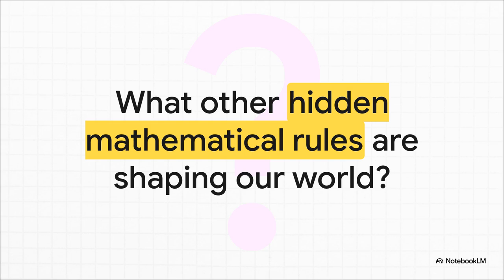So think about it. We started with nothing but a simple geometric rule, and we ended up with the equations that describe everything from orbiting planets to stunning masterpieces of architecture. It really makes you wonder, doesn't it? What other hidden mathematical rules are out there shaping the world all around us, just waiting for us to find them?